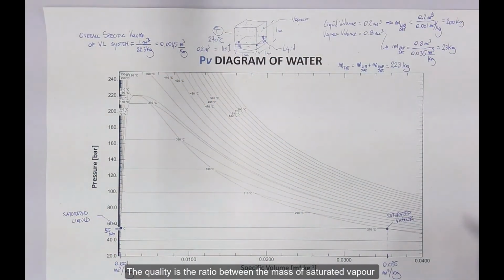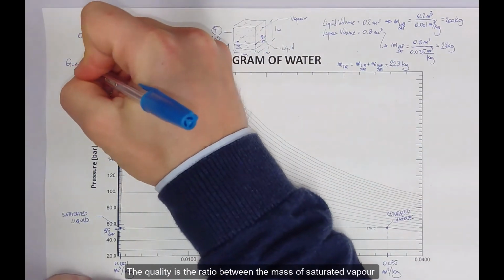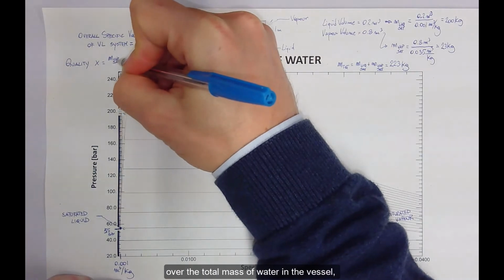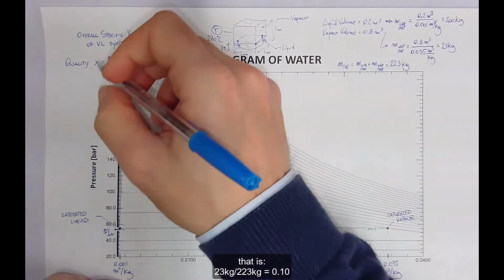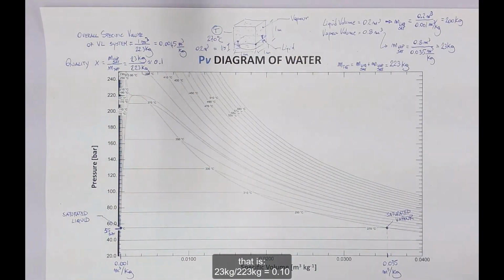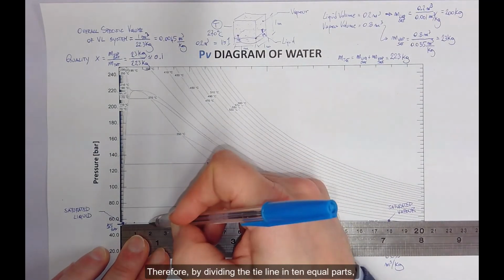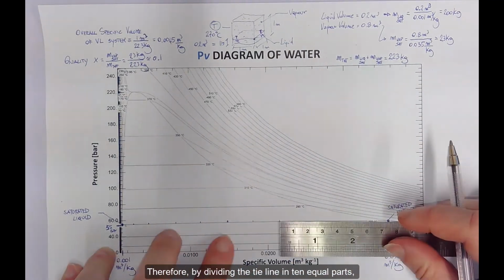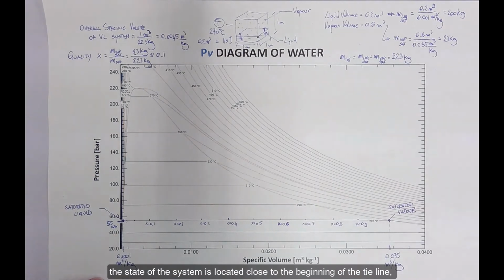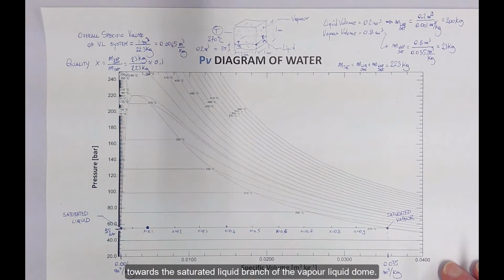The quality is the ratio between the mass of saturated vapor over the total mass of the water in the vessel, that is 23 kilograms over 223 kilograms, 0.1. Therefore, by dividing the tie line in 10 equal parts, the state of this system is located close to the beginning of the tie line, towards the saturated liquid branch of the vapour-liquid dome.